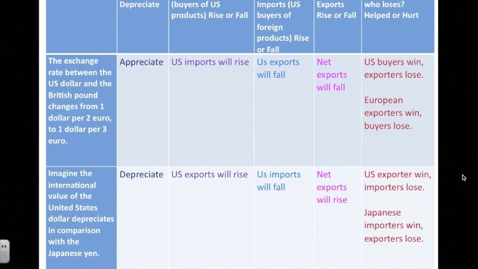Now, again, who benefits or loses from this? Well, U.S. exporters will win, while importers will lose. We can sell more stuff because the yen is stronger, but we can buy less stuff from the Japanese. Japanese importers win as their yen becomes stronger, but the exporters lose as the dollar becomes weaker and they can buy less Japanese products. So this is a summary of international economics and the things that you need to know for this overall unit.